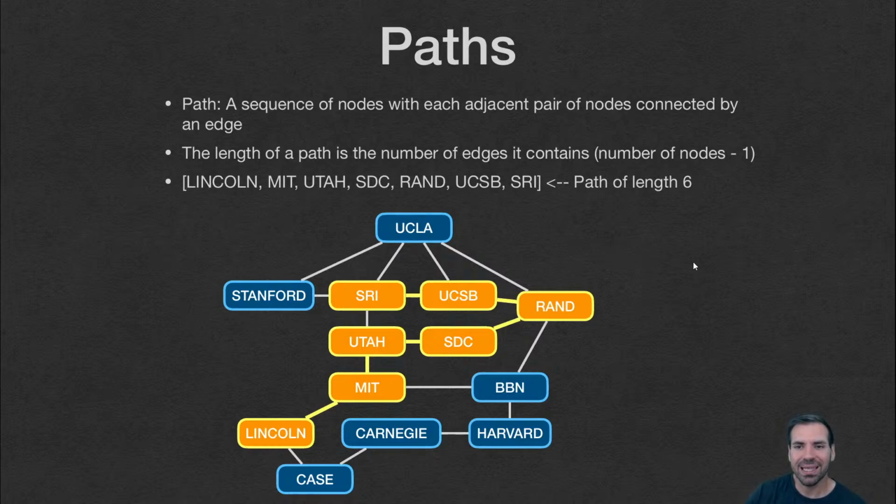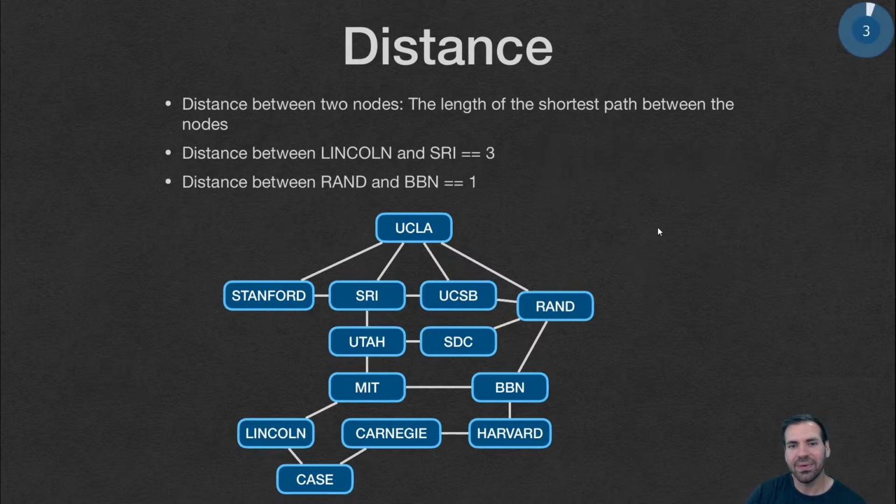So paths have lengths. And then distance, finally we get to introduce distance. So we saw a path from Lincoln to SRI of length 7. The distance between any two nodes is the length of a shortest path between those two nodes. So Lincoln to SRI, we have the path of length 7, that's fine, but there is a path of length 3 right here. So since we can get from Lincoln to SRI using a path of length 3, the distance between those two nodes is 3.